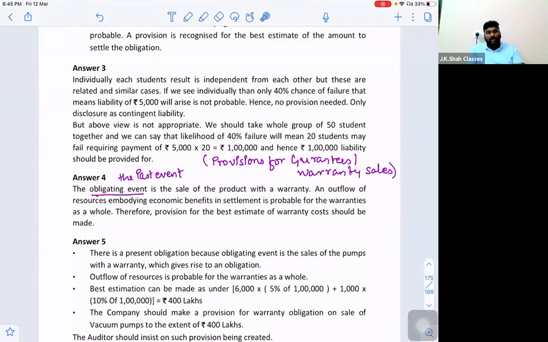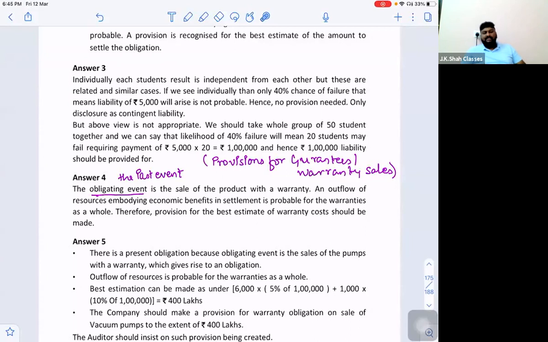We should take the whole group of 50 students together, and we can say that with a likelihood of 40% failure, 20 students may fail, requiring a payment of 5,000 into 20, which is 1 lakh rupees. And hence a 1 lakh liability should be provided for. It is very much similar to provisions for guarantees or warranty sales. Very much similar to that.